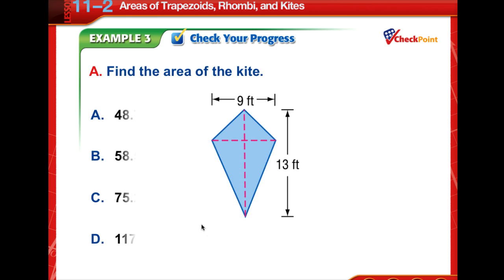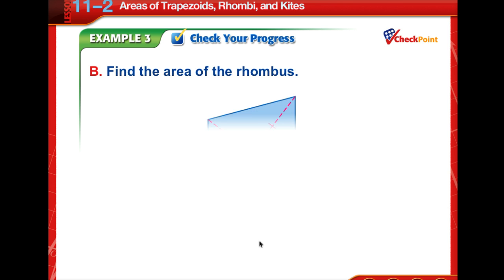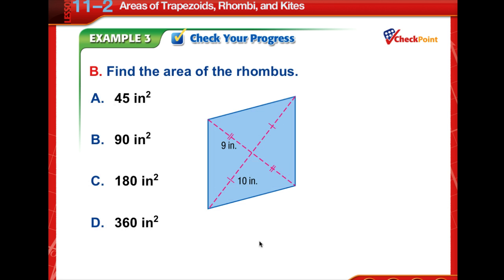Okay, time for you to try your hand. So pause the video and then come back and check your answer. This one was very easy, wasn't it? 1/2 of 13 times 9, so 58 and 5/10 square feet. Let's try the area of a rhombus. So pause the video, then come back in a moment and check your answer. You just had to do a tiny bit more work. 18 times 20 times 1/2, 180 square inches.